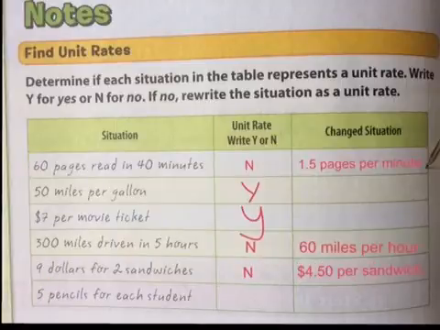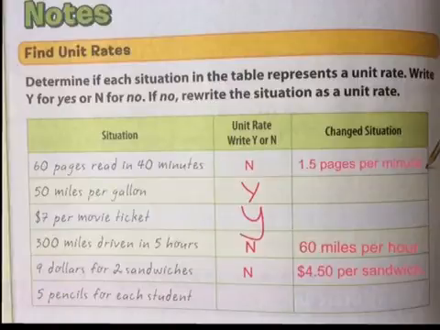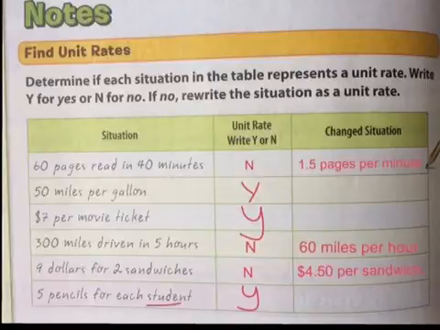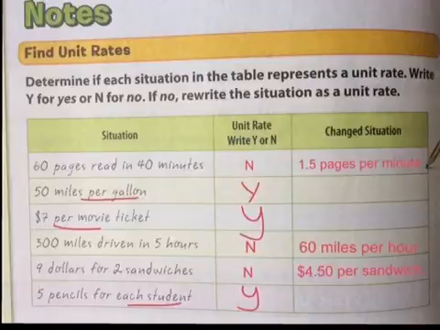And finally, 5 pencils for each student. 1 student gets 5 pencils. So yes, this is definitely a unit rate. It's down to the simplest form. Each, you see each, or per ticket, or per gallon. Whenever it's down to 1, it's a unit rate. So yes, it's a unit rate. Okay, go ahead, copy these things down.